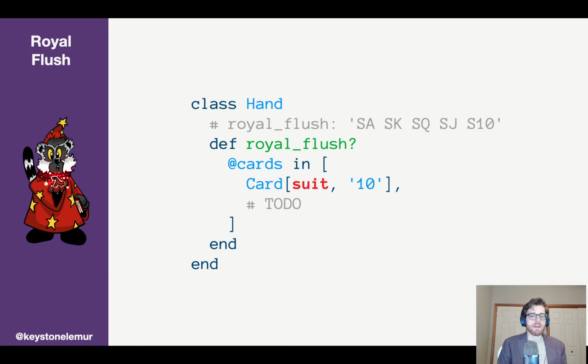The other part we have is the strict value of 10 representing the rank, or the first rank that we want. And remember, these cards are sorted, so 10 is going to be the first in there if this is in fact a royal flush.